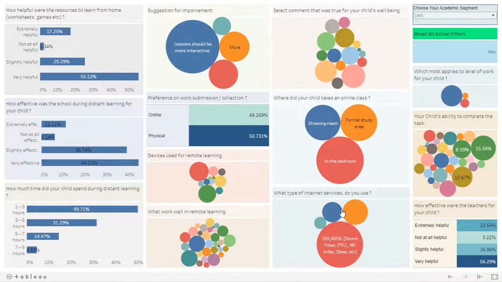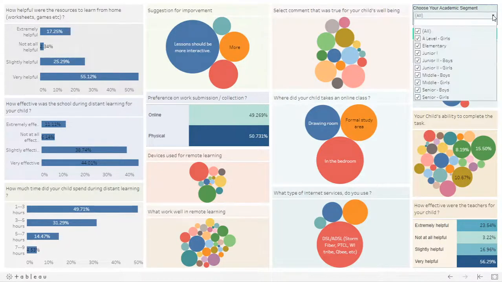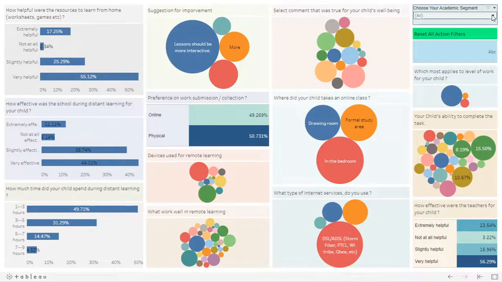Now we are on a full screen, so on the top right side we have put up a filter that will allow you to pick a specific segment, or would you like to have an overall picture for the whole school. So let's assume that we want to see the overall picture for the whole school. We will keep it as all, and then we can have results up here.